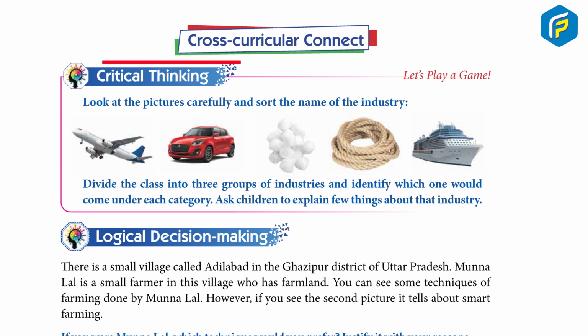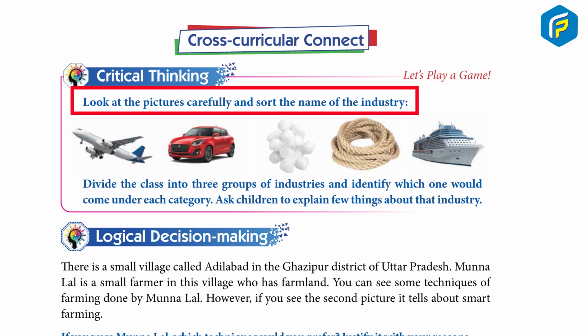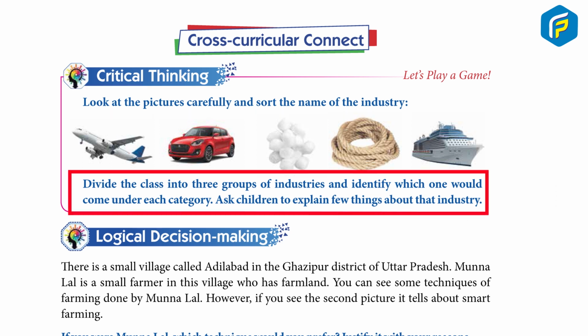Cross-curricular connect. Critical thinking. Let's play a game. Look at the pictures carefully and say the name of the industry. Divide the class into 3 groups of industry and identify which one would come under each category. Ask children to explain a few things about that industry.